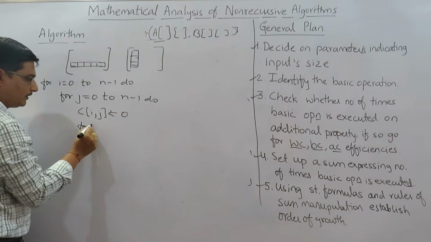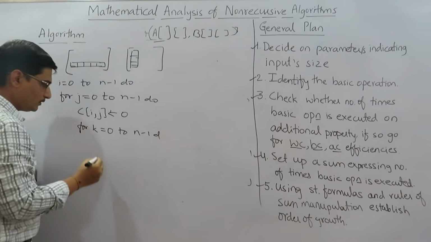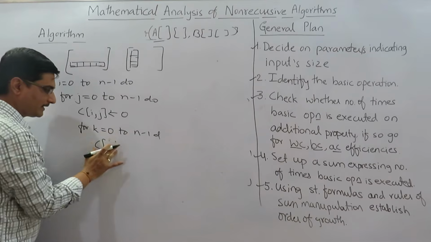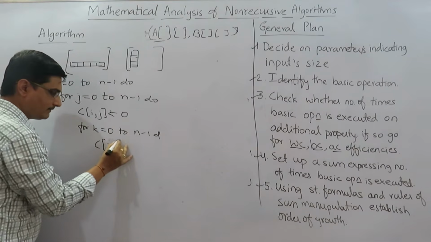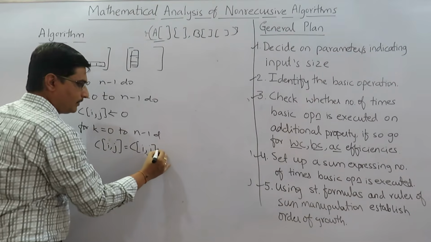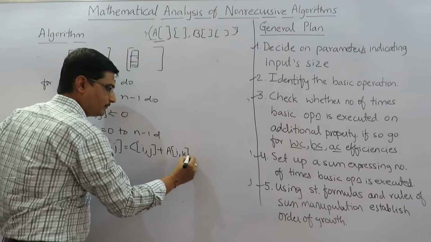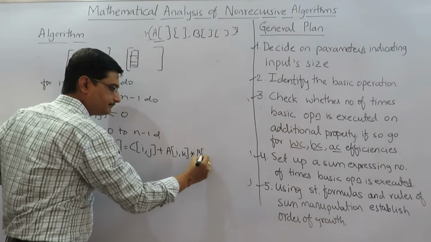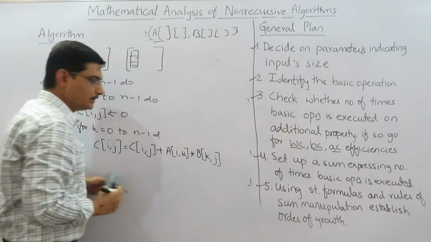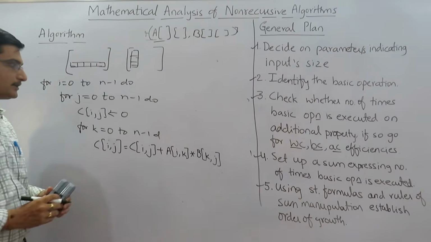Then for k equal to 0 to n minus 1, what we need to do is C of i,j, that is the product matrix A into B, C of i,j will be equal to C of i,j plus A of i,k into B of k,j, which you have learned in your C programming course. Very simple procedure to find matrix multiplication.